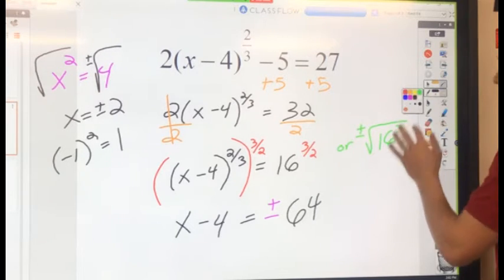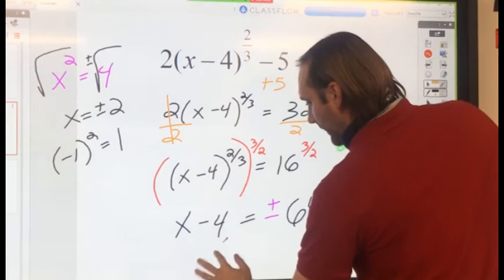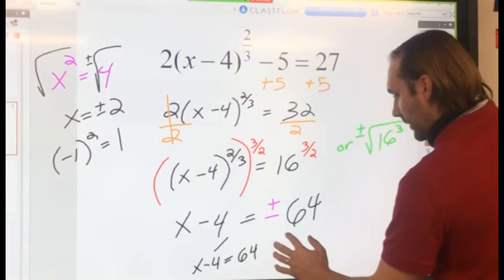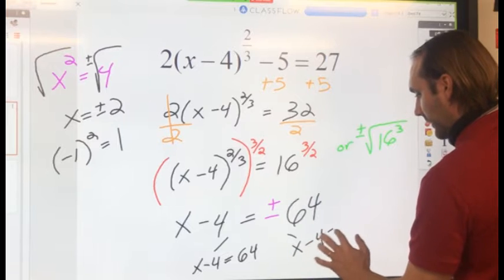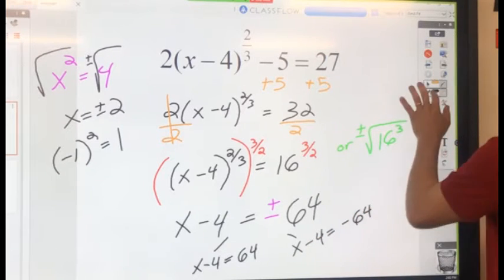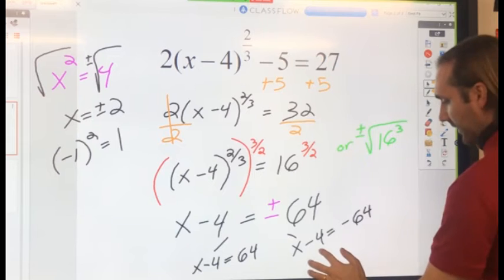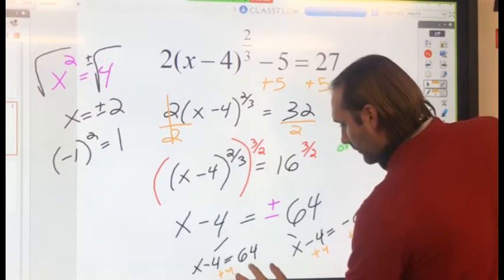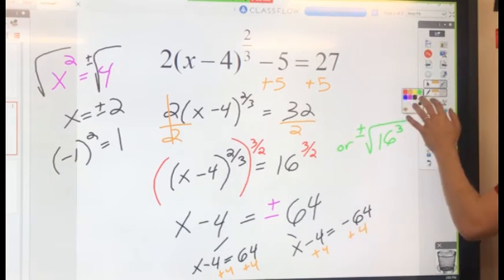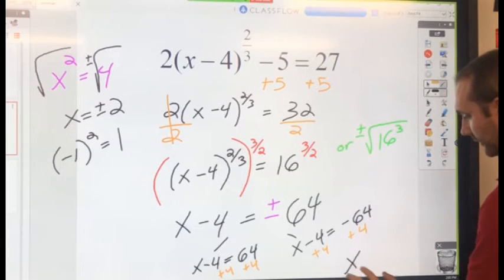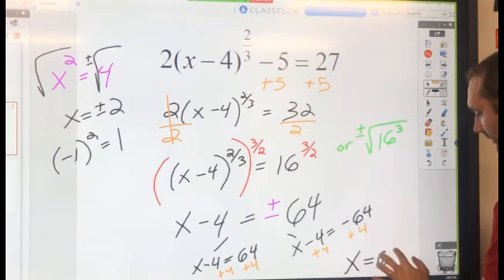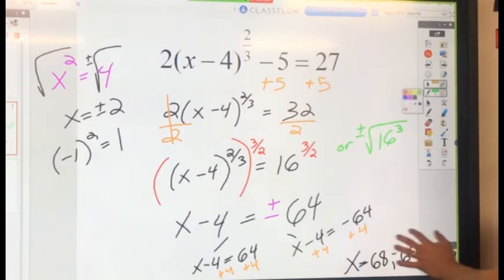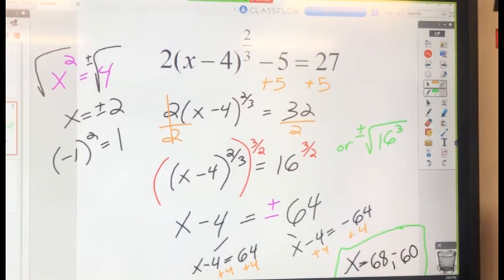So I have two problems here. I have x minus 4 equals 64, and x minus 4 equals a negative 64. To solve this, I just need to add 4 to both sides. And I get x equals 68 and negative 60. So x equals 68 and negative 60.